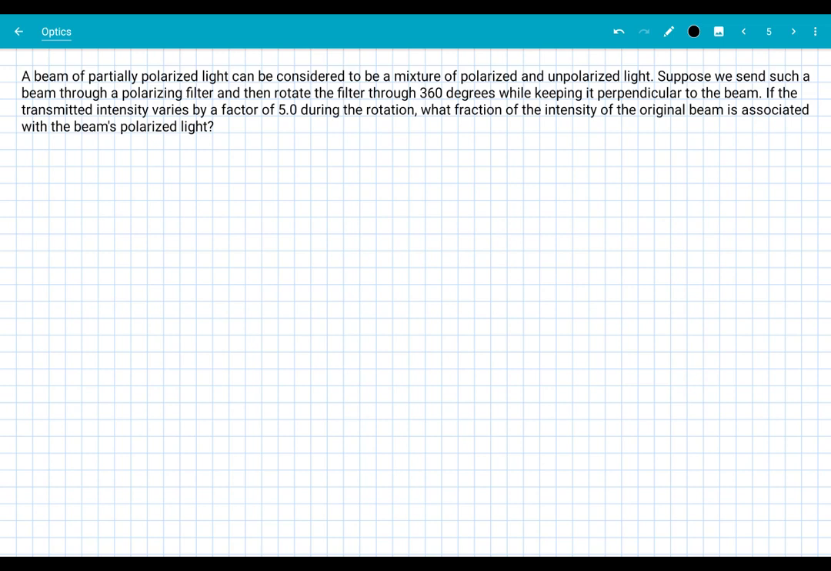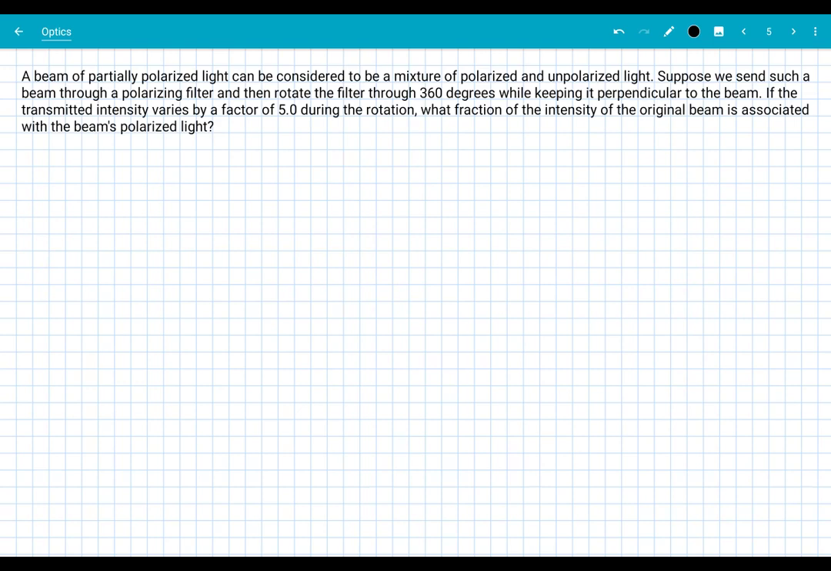Okay, let's take a look at this polarization problem. I like this one because it's practical and fairly realistic. So in this case, we have a beam of what's being called partially polarized light, and we consider that to be some mixture of polarized and unpolarized light. And I would argue that this is the case we have a lot of the time. It's very difficult to keep light from being polarized.